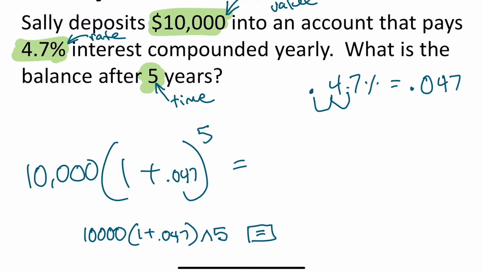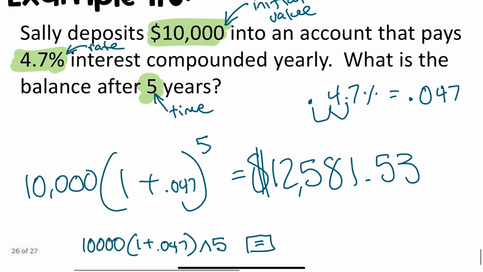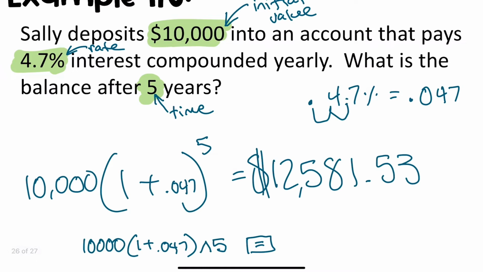Plus 0.047, caret 5. And I got 12,581.528. I'm just going to round this to 0.53. Okay, and we're still talking about money, so this is going to have a dollar sign. So we got $12,581.53. That is what's going to be in her account after 5 years.